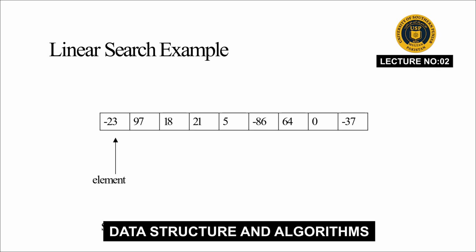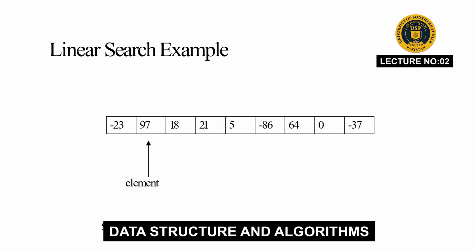Let's visualize how linear search works step by step. Here is an array of 9 elements, and we want to find the value minus 86. Linear search always begins from the first element and checks each value one by one until the target is found. So let's go step by step. The first step is to look at index 0. The value is minus 23. It does not match minus 86, so we move to the next element.